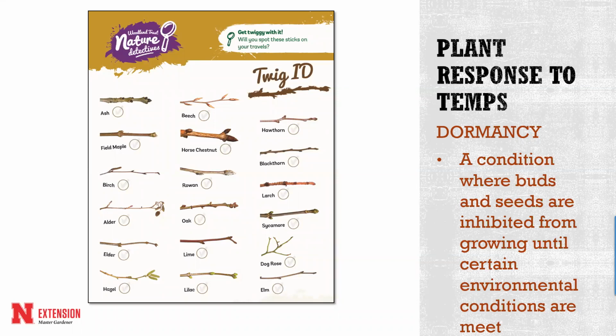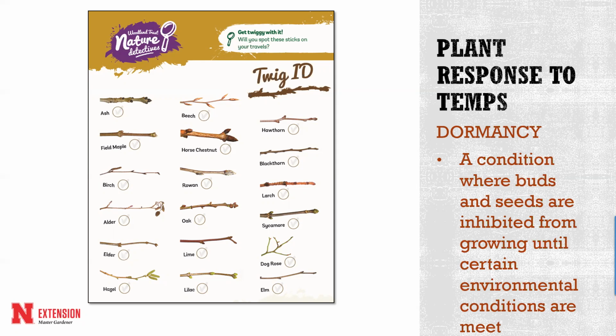So the next thing we're going to talk about is plant responses to temperatures. The first one we're going to look at is dormancy. This is a condition where buds and seeds are inhibited from growing until certain environmental conditions are met. So the plant usually needs these environmental conditions to break dormancy. As you can see in this twig ID eVenture nature detective picture that I have up here, these are all twigs. They have all their buds, and these buds are in their dormant stage.